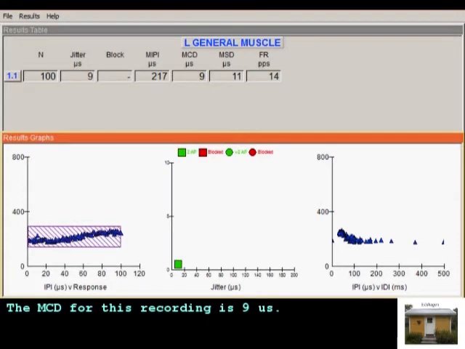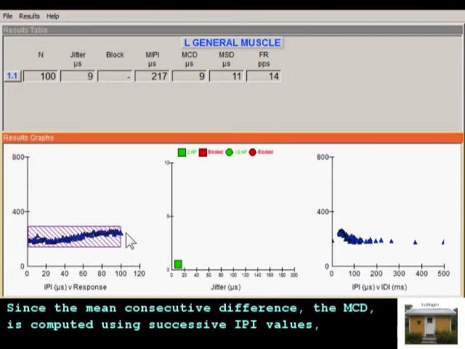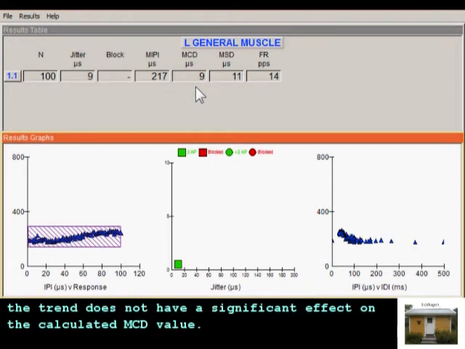The MCD for this recording is 9 microseconds. The trend in interpotential interval is seen very easily in the sequential interval plot here below. Since the mean consecutive difference, the MCD, is computed using successive IPI values, the trend does not have a significant effect on the calculated MCD value.